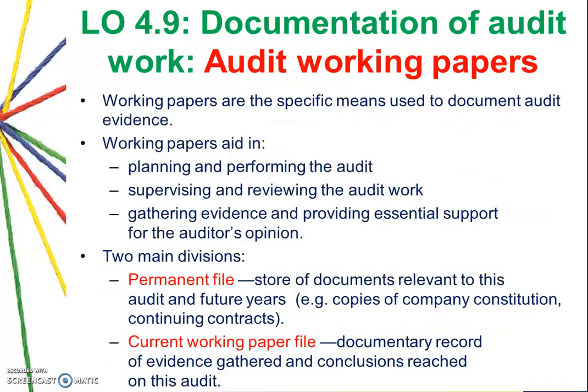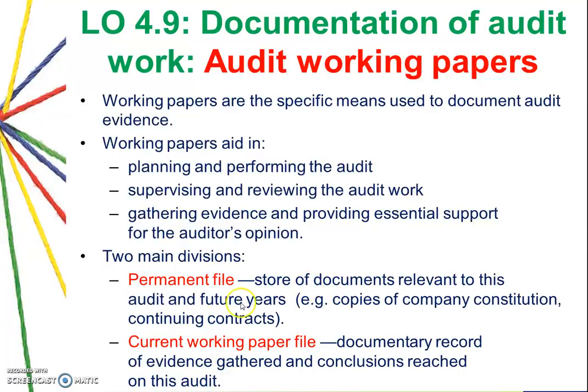Alright, next is the last learning objective, documentation of audit work, or in another term, audit working papers. The product that auditors provide is their opinion, and their opinion is based on the evidence that they have collected. In doing so, they need to document and organize it very well in their working papers. Working papers can be divided into two sets: one is the permanent file, and one is the current working paper file.